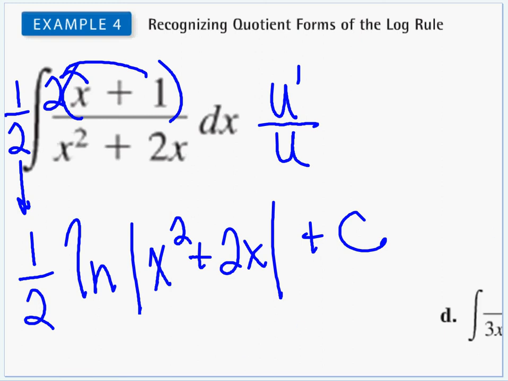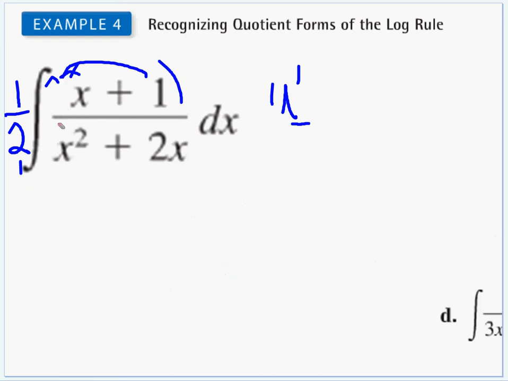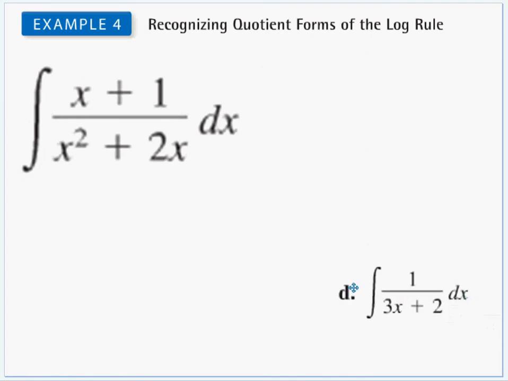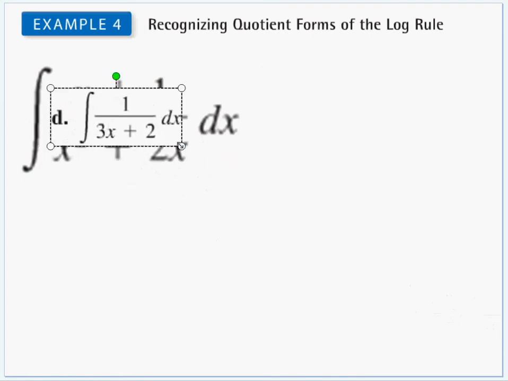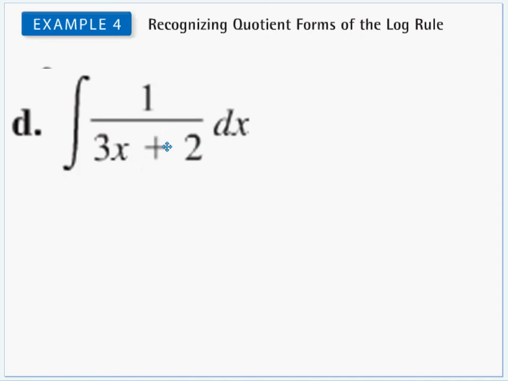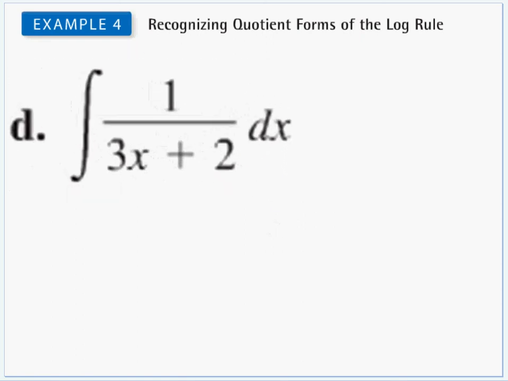All right. Letter D, one more to go here. It is a fraction. So let's check for u prime over u. Denominator, easy enough, 3x plus 2. Derivative of that would be 3. So to get our u prime up there where we need it, we're going to have to multiply our numerator by 3. And of course, to balance, we're going to do a 1/3 out front.